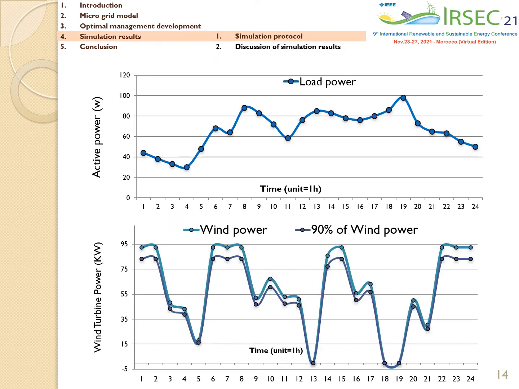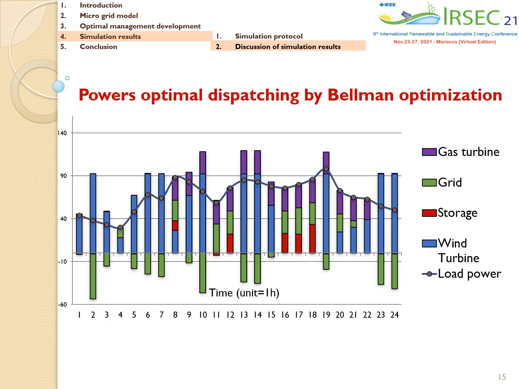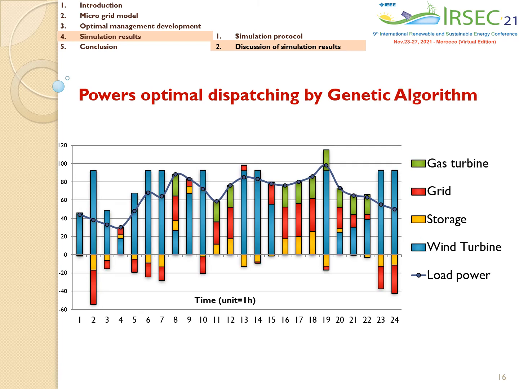We can see here the load power and wind generated power shapes of the studied day. After simulation, we obtain these powers optimal dispatching by Bellman optimization. And in slide 16, we can see the powers optimal dispatching by genetic algorithm.